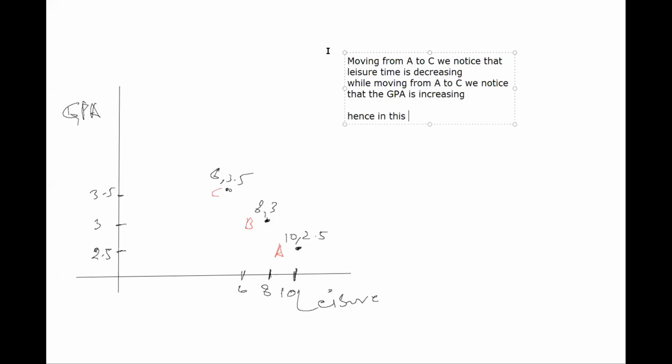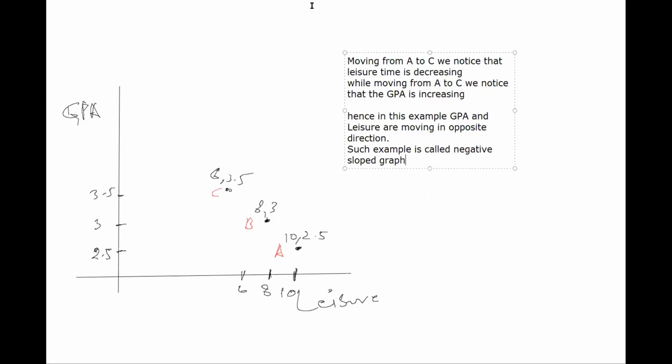Hence, in this example, GPA and layer are moving in opposite directions. So such an example is called a negative sloped graph. So let's draw it using a pen.